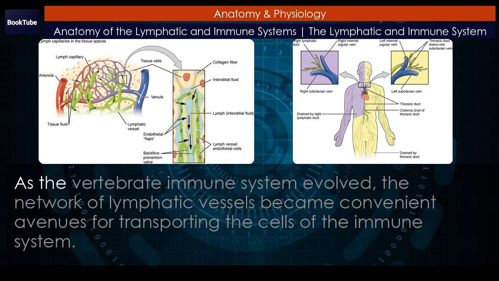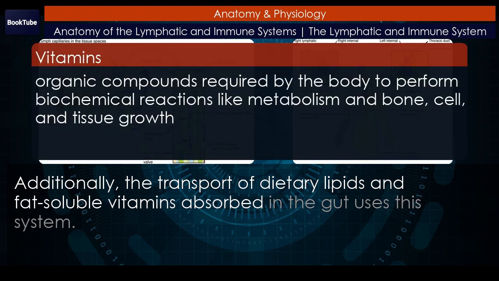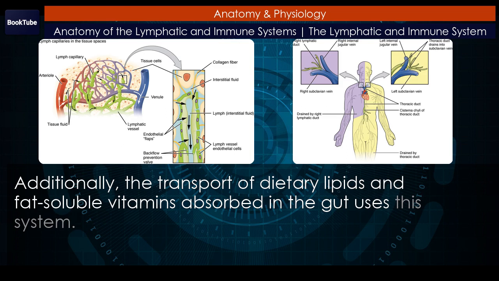As the vertebrate immune system evolved, the network of lymphatic vessels became convenient avenues for transporting the cells of the immune system. Additionally, the transport of dietary lipids and fat-soluble vitamins absorbed in the gut uses this system.